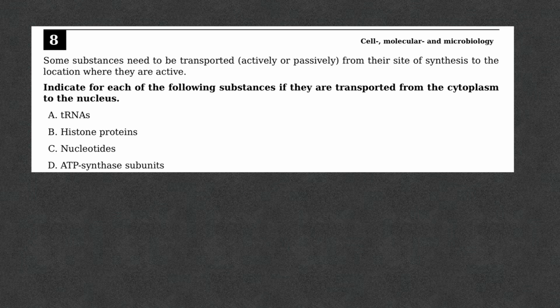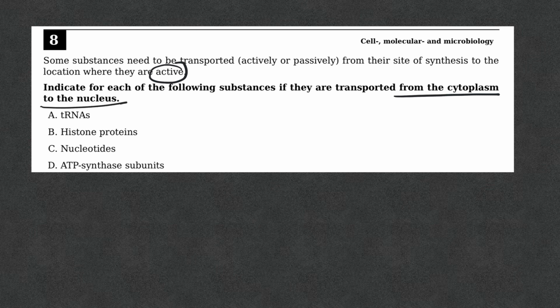Okay, here's an interesting question. Some substances need to be transported actively or passively from their site of synthesis, that is where they are made, to the location where they are active, where they are going to be used. The question is very simple. Indicate for which of the following substances if they are transported from the cytoplasm to the nucleus. Very important, from the cytoplasm to the nucleus.